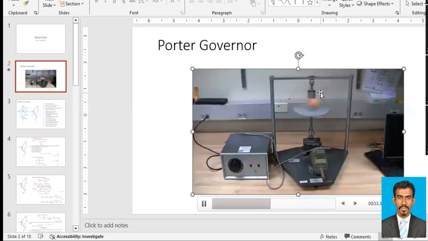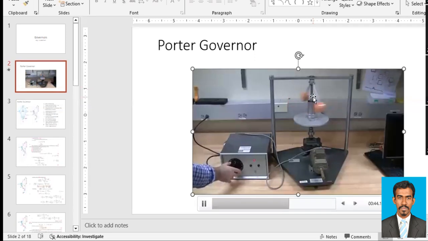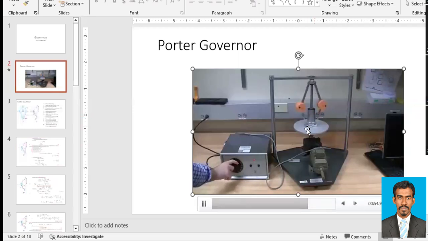We know centrifugal force is a force which is acting outwards on the balls. So when the force acting outwards increases, what will happen? This whole setup will move up. And when we reduce the speed, you see what is happening? The total system is coming down. So at minimum speed, the balls are almost at the bottom, and it will reduce the speed of the rotation of this setup.